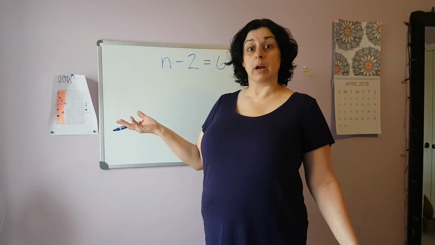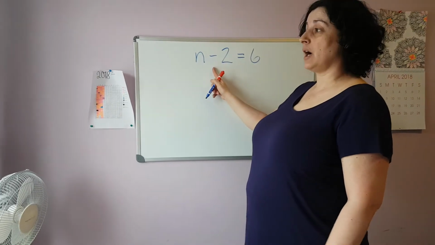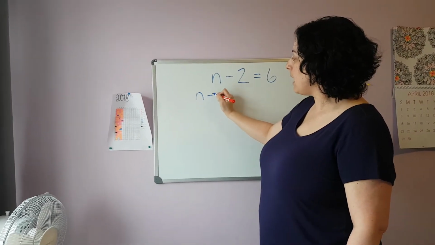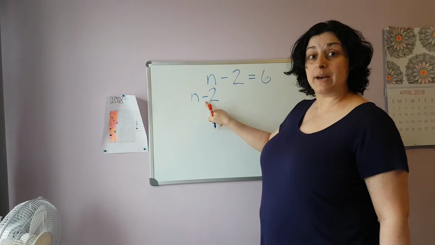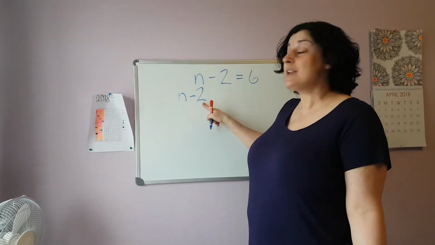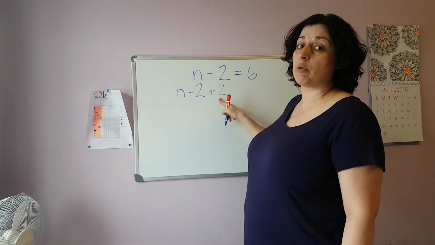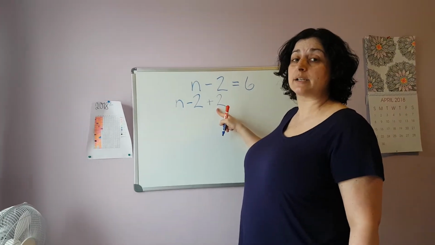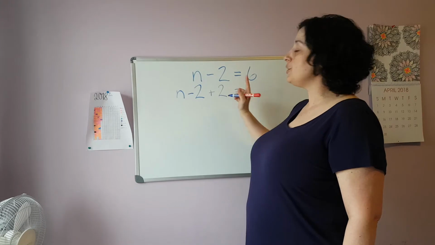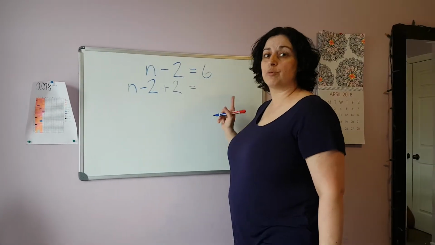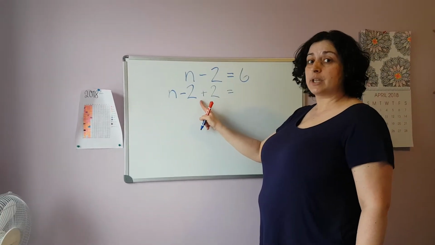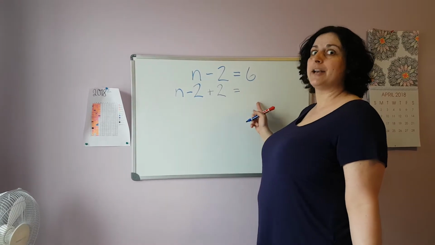With addition, right? So on the left side, I'm going to take my n minus 2, and to get rid of the minus 2, I have to add 2, because a minus 2 plus 2 is going to equal 0, like we learned in integers. Those two are going to cancel each other out. But whatever I do to the left side, I have to do to the right side. If I added 2 to the left, I have to add 2 to the right.